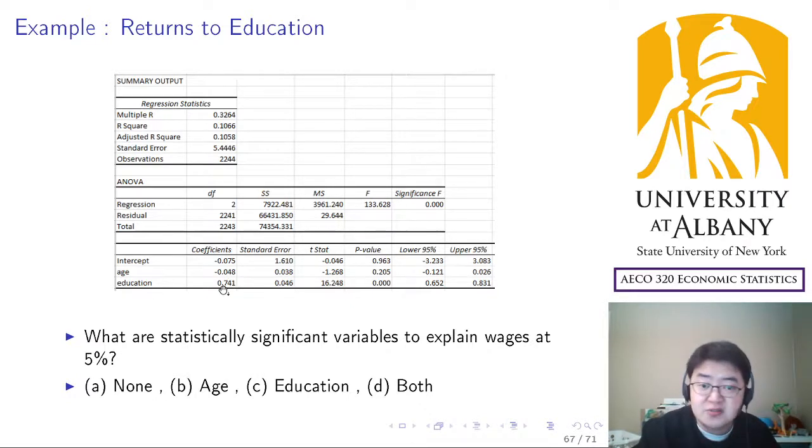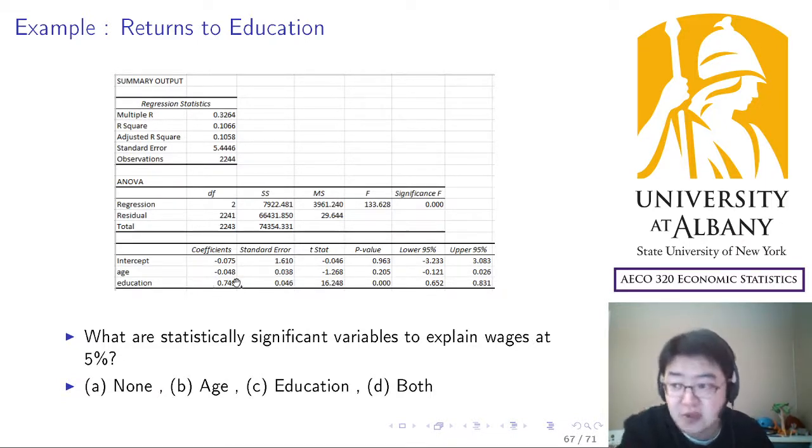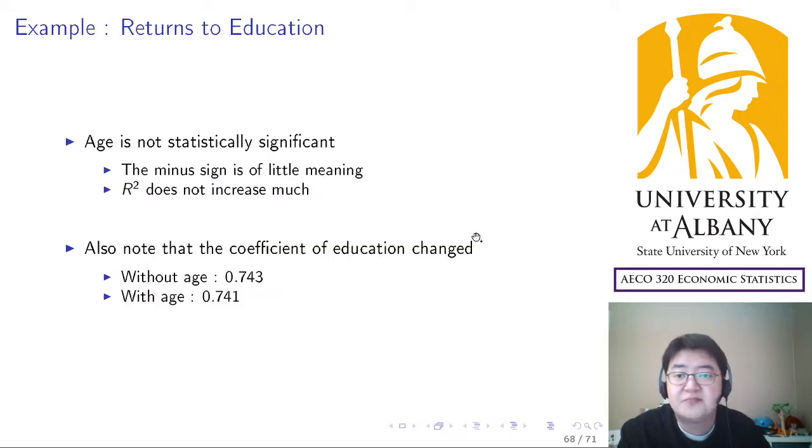However, education's coefficient has a p-value of 0%. Most suspicious, so it is rejected, which means the coefficient estimate is clearly different from zero. It is different from zero, so it means something. It's not meaningless. So the answer is C, education. Only education is statistically significant among these two, right?